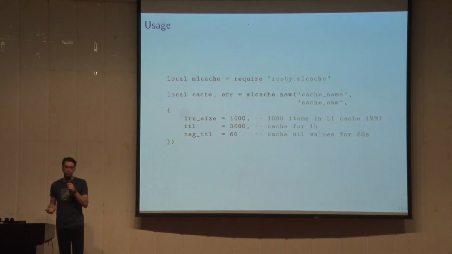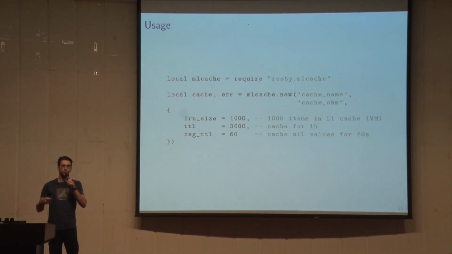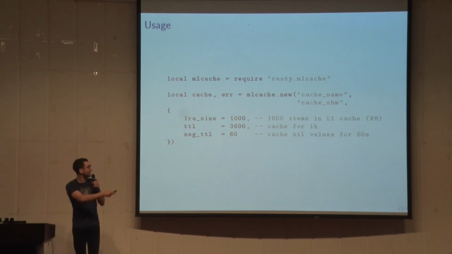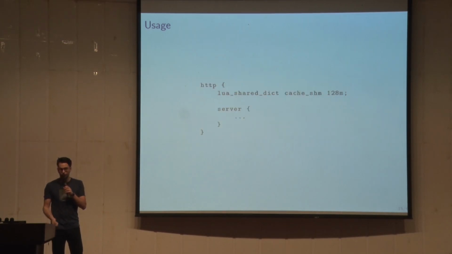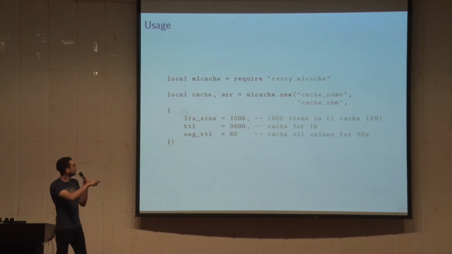Then I can allocate my mlcache library, my mlcache instance, a new with a namespace here. The namespace will group the mlcache instances together. When they are forked across workers, two mlcache instances belonging to two different workers will be identical if they have the same namespace. Second, the cache SHM here, which is the SHM that we define here, right? And third of all, the options.